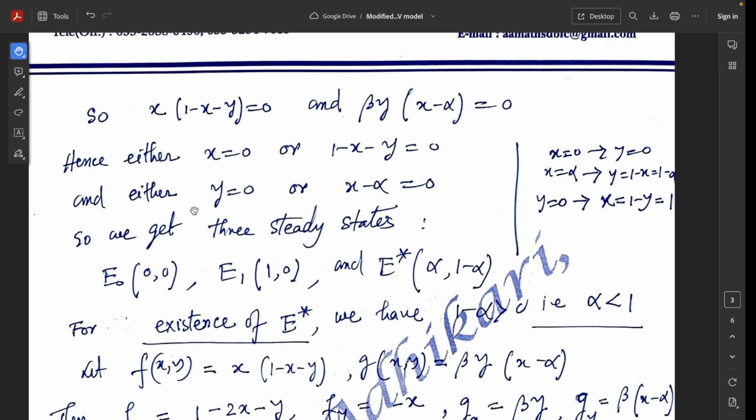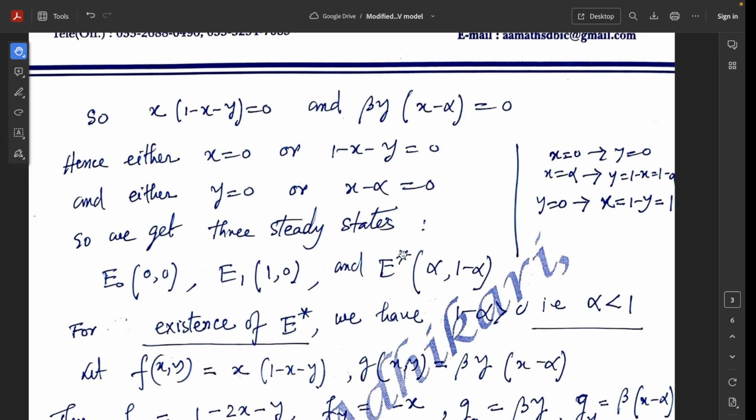So we get three steady states. First is the trivial steady state (0, 0), call it E0. And if we put x equal to alpha in this equation, then y equals 1 minus x, that is 1 minus alpha. So for x equals alpha, we get E star. E star is the coexistence equilibrium point, (alpha, 1 minus alpha).